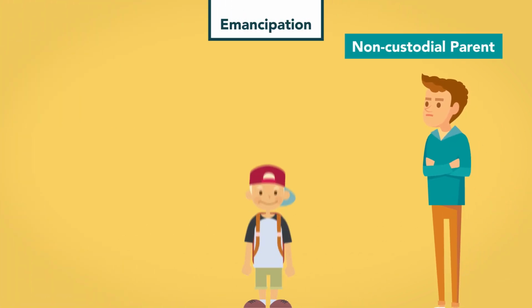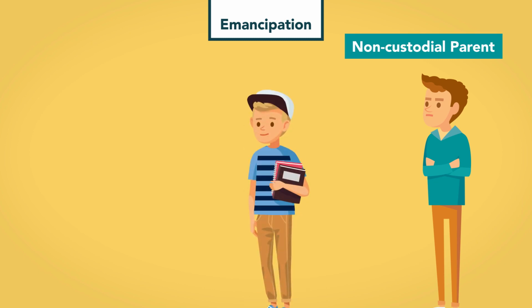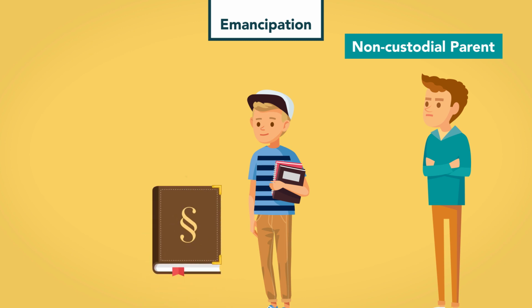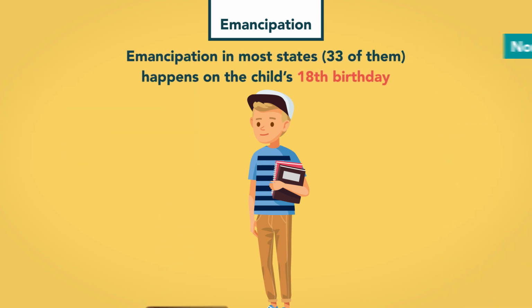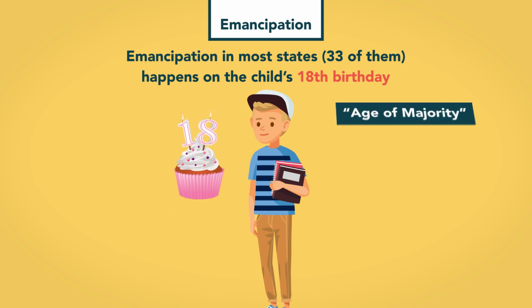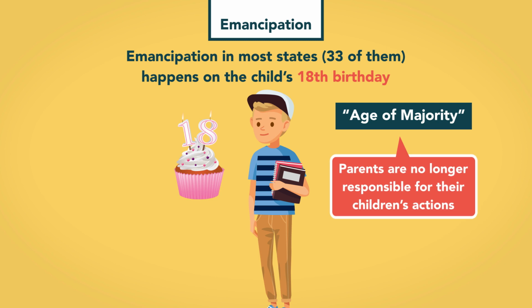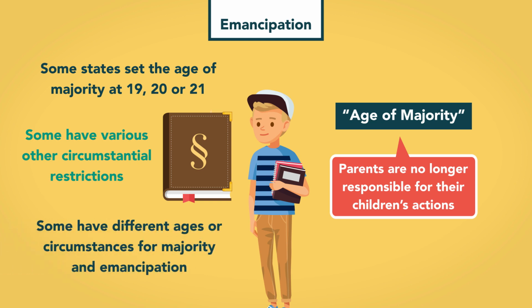Emancipation. The obligation to pay child support continues until the child dies or reaches the age of emancipation. That age is determined by state statute, and it usually parallels the time when a person can legally sign a contract. Emancipation in most states, 33 of them, happens on the child's 18th birthday. This is called the age of majority. That is the date on which parents are no longer responsible for their children's actions. However, some states set the age of majority at 19, 20, or 21. Some have various other circumstantial restrictions, and some have different ages or circumstances for majority and emancipation.